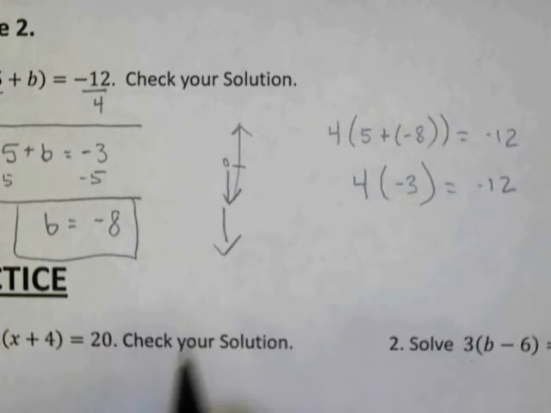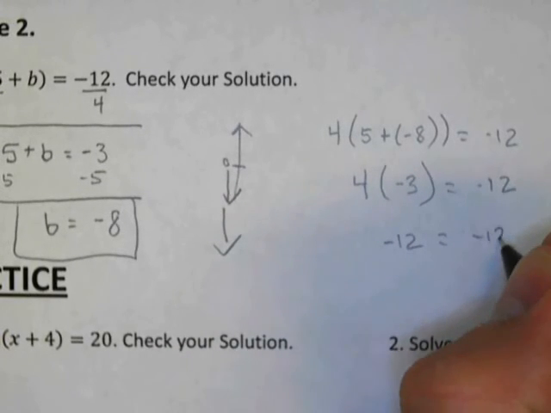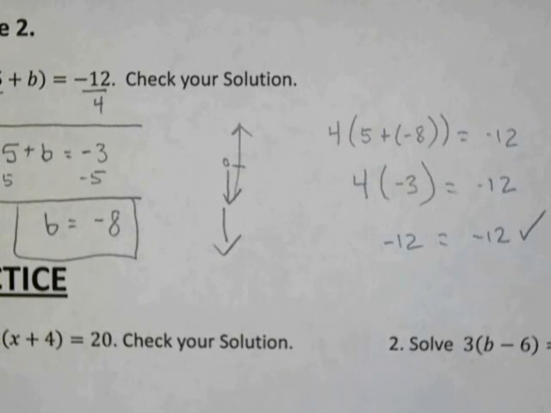And we already did this, didn't we? 4 times a negative 3 is a negative 12. That equals negative 12, so that checks out. That is a true statement. So we've made everything equal, we know that solution is right. The equation is balanced. Therefore, we are right.